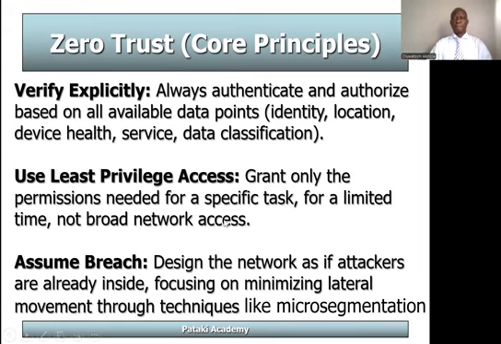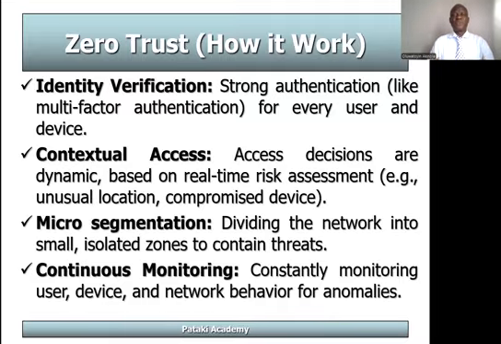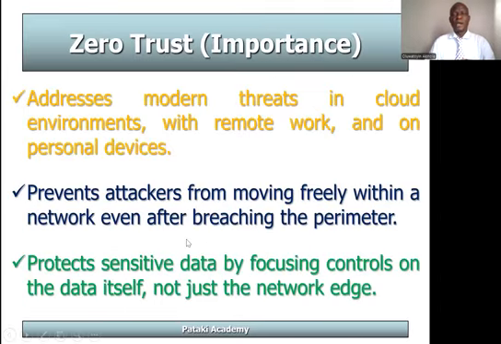Then how does zero trust work? Number one, identity verification and strong authentication for every user and device. Number two, contextual access. Access decisions are dynamic, based on real-time risk assessment, for example unusual location or compromised devices. Number three, micro-segmentation, dividing the network into small, isolated zones to contain threats. Continual monitoring simply means constantly monitoring users, devices, and network behavior for anomalies.